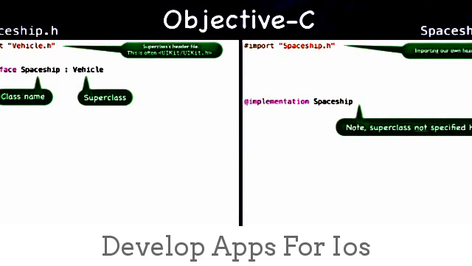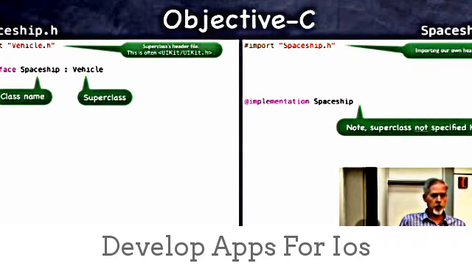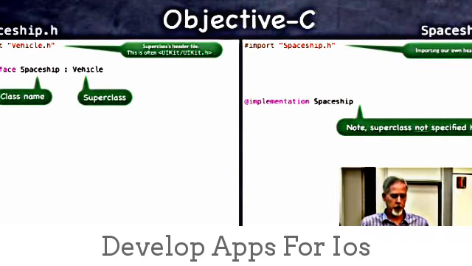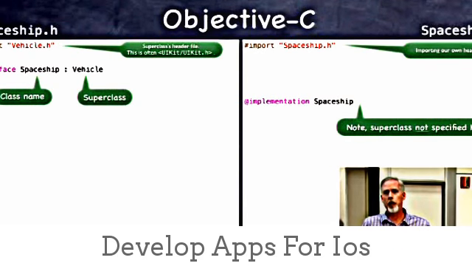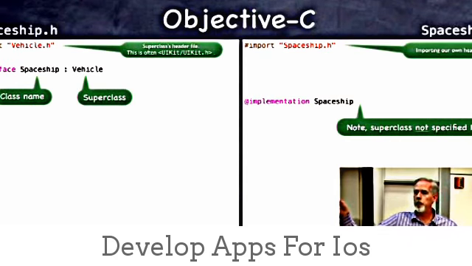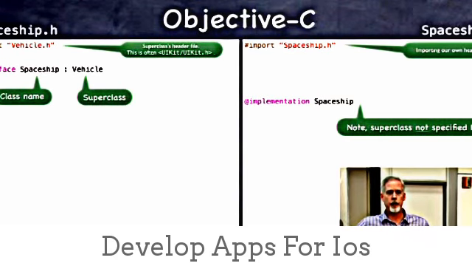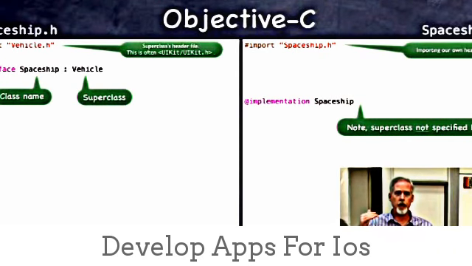Okay, so let's look on the left now. This is our header file. And you can see this @interface keyword. That basically says I'm declaring a class. This is the interface for this class. And spaceship is the name of this class. So we're creating a class called spaceship. And then the colon and vehicle is the superclass. Okay, so a spaceship is a vehicle, right? So it's normal inheritance. And then you can see down the lower left, it says @end, right? So our interface for our spaceship is going to be between that @interface and the @end.